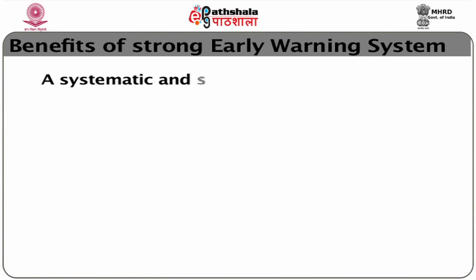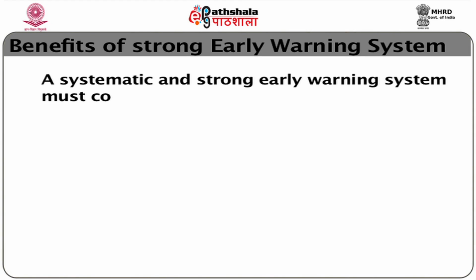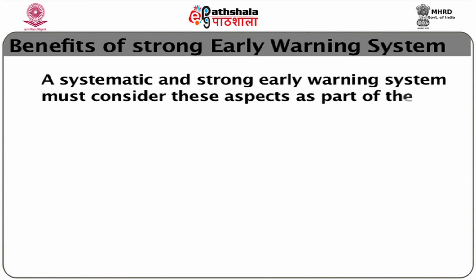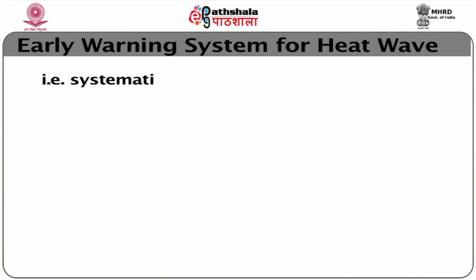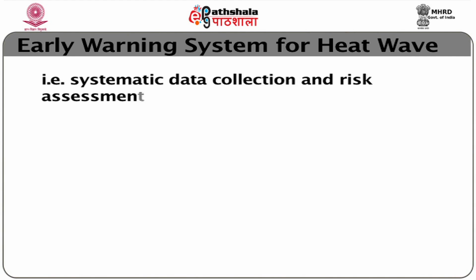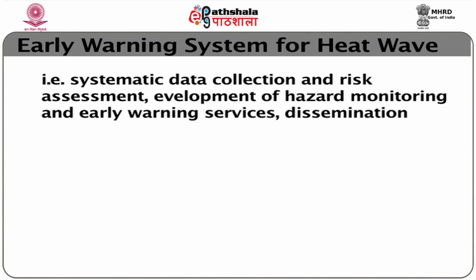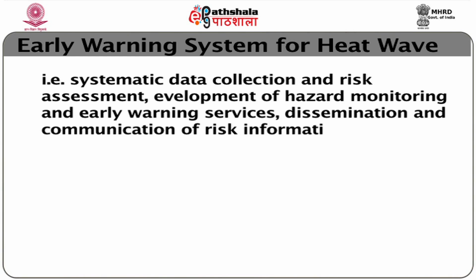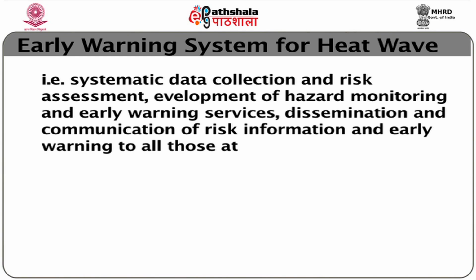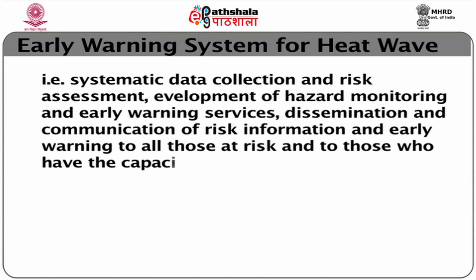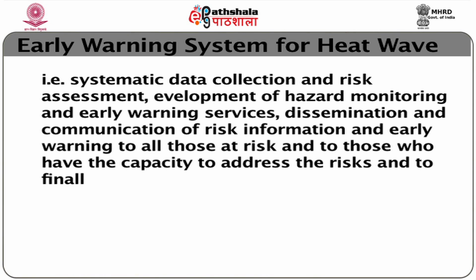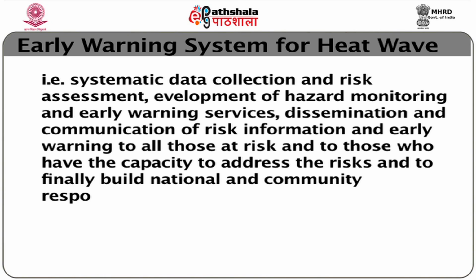A systematic and strong early warning system must consider these aspects as part of the key elements, as shown in figure 1, that is systematic data collection and risk assessment, development of hazard monitoring and early warning services, dissemination and communication of risk information and early warning to all those at risk and to those who have the capacity to address the risk, and to finally build national and community response capacity.